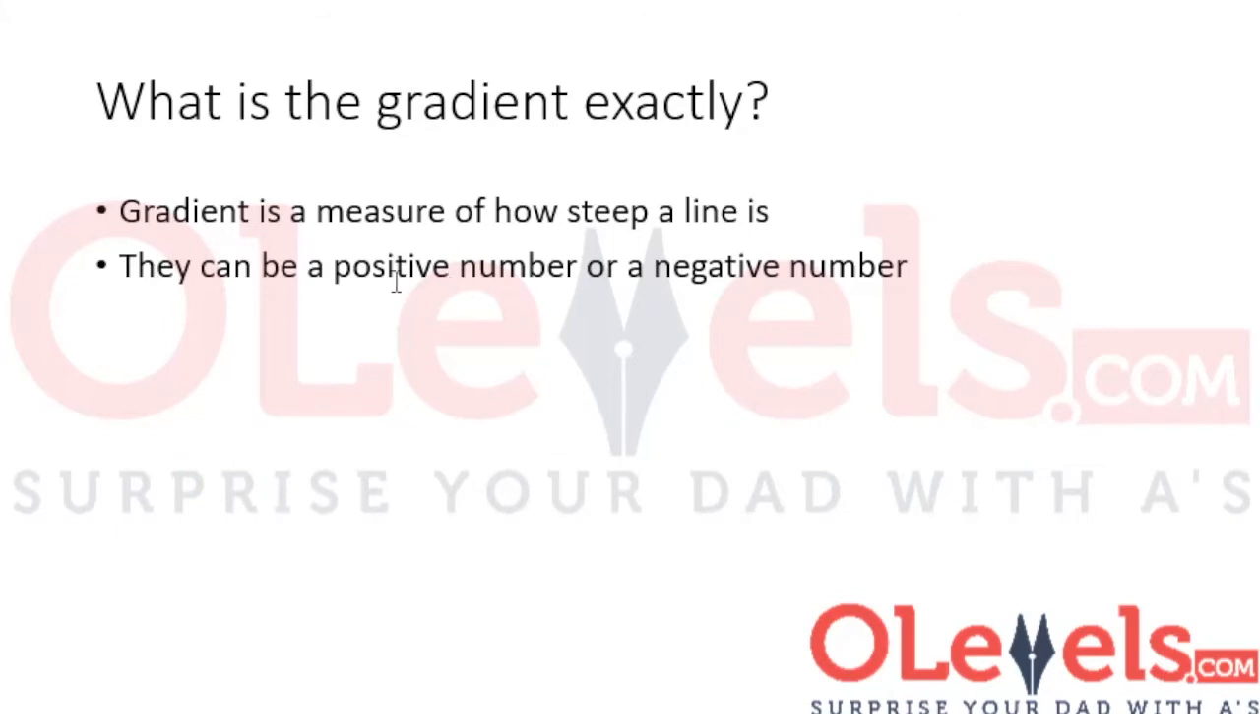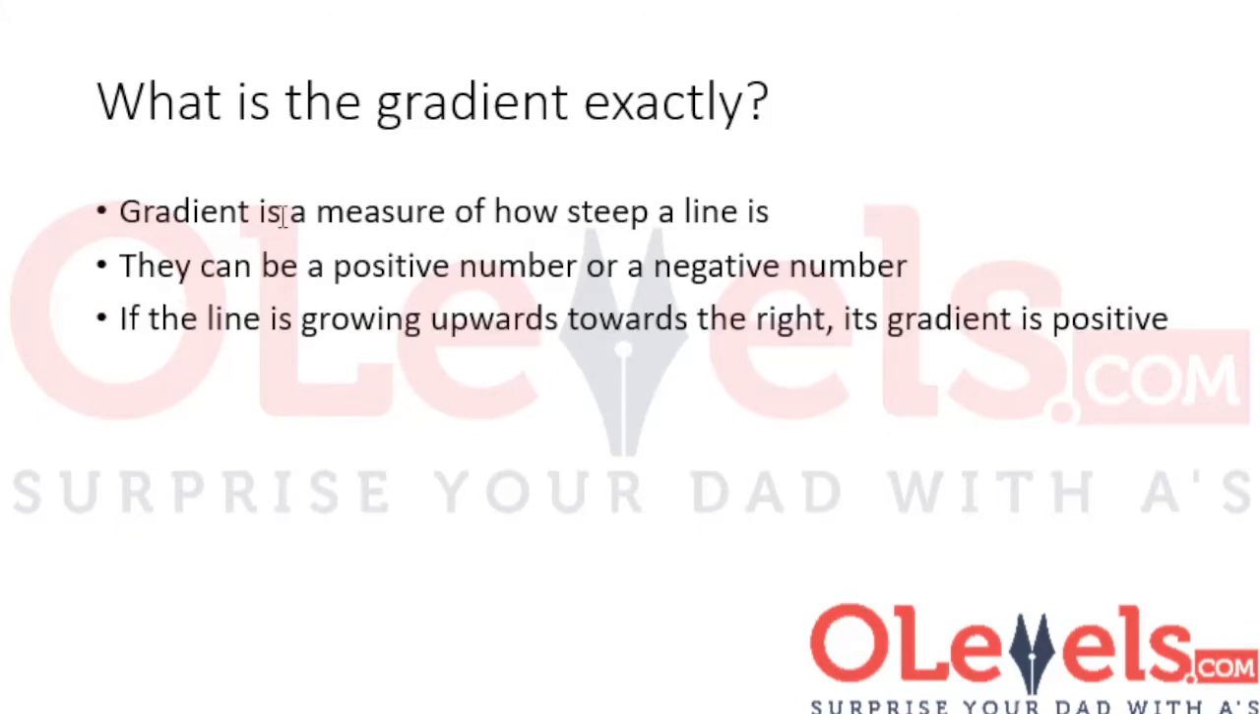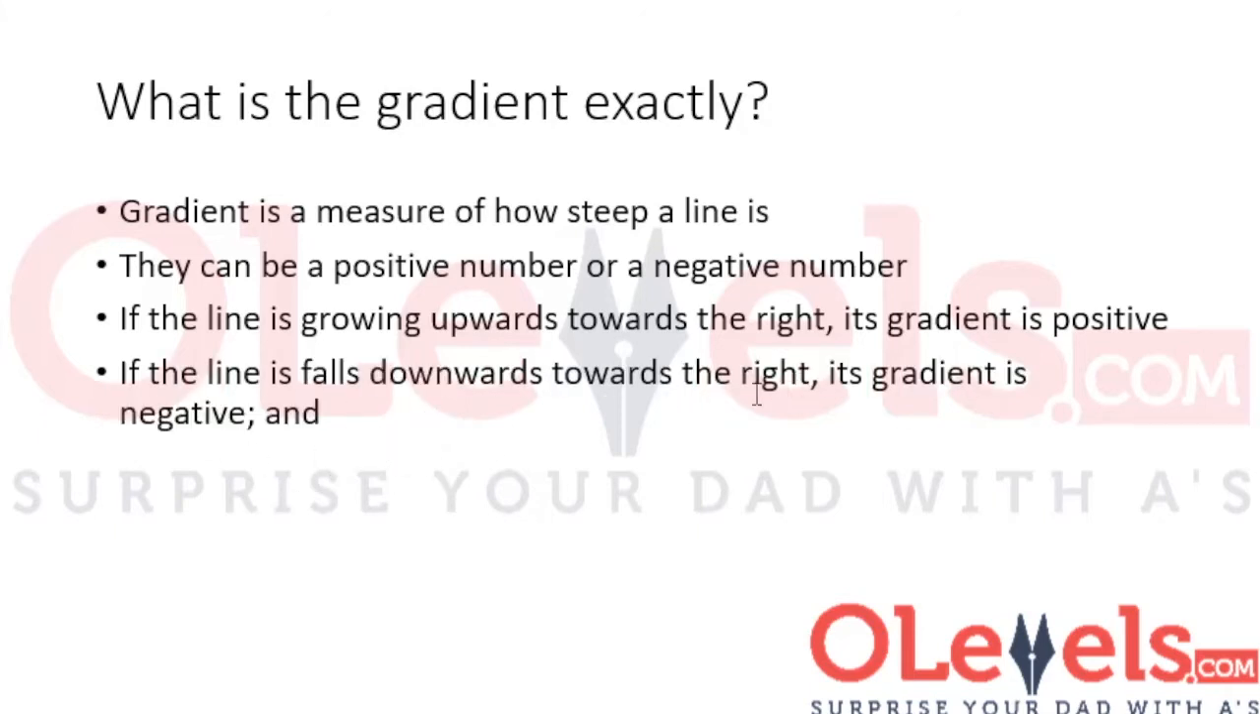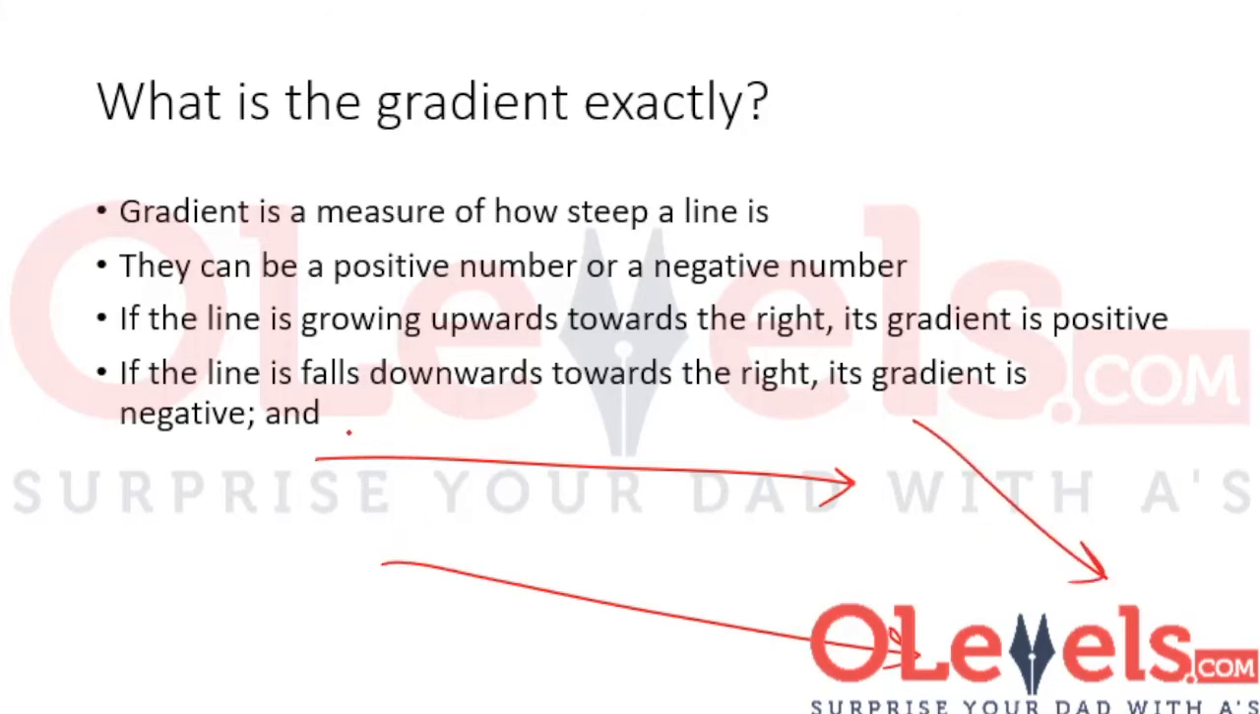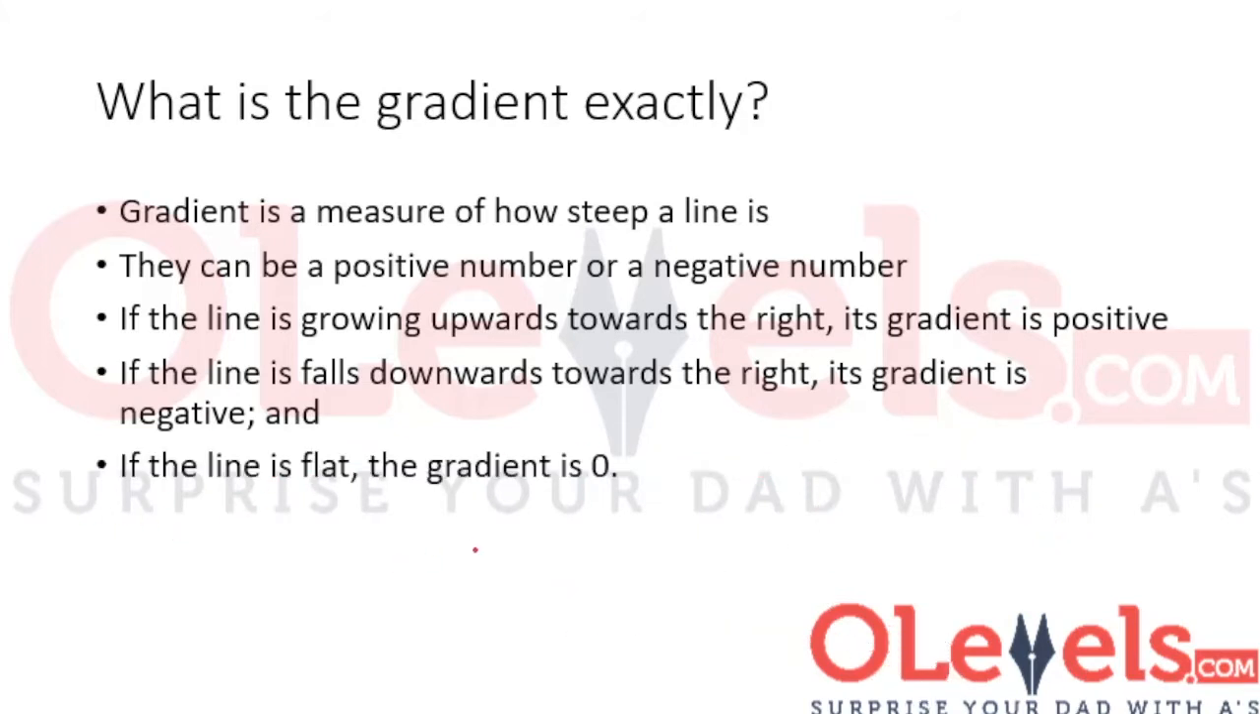The gradient can be a positive number or a negative number. It can also be 0. If the line grows upwards towards the right, its gradient is positive. For example, if the line is like this, it will have a gradient that is positive. If the line falls downwards towards the right, its gradient is negative. For example, if a line has this direction, or this direction, or this direction, towards the right we see that it is falling downwards. So the gradient must be negative. And finally, if the line is completely flat, the gradient is 0.